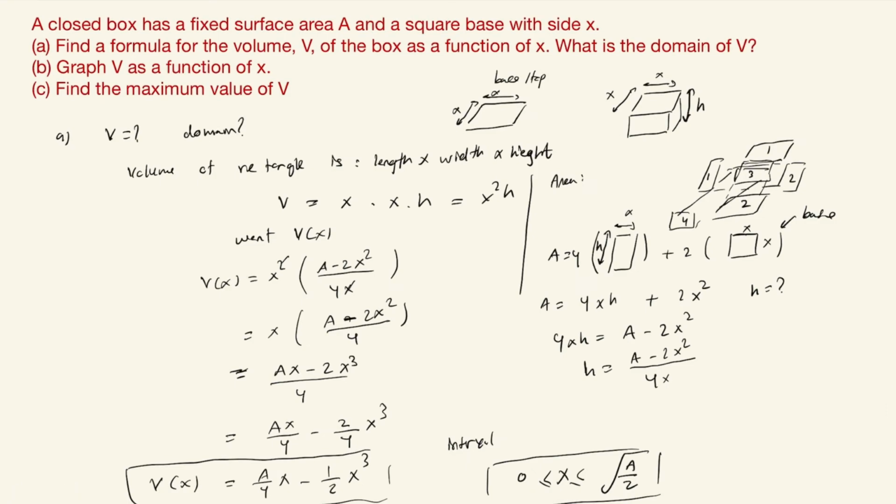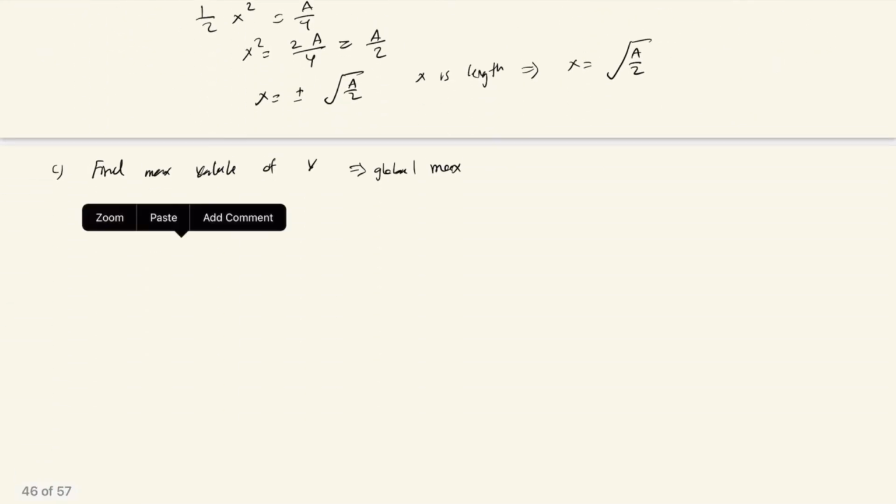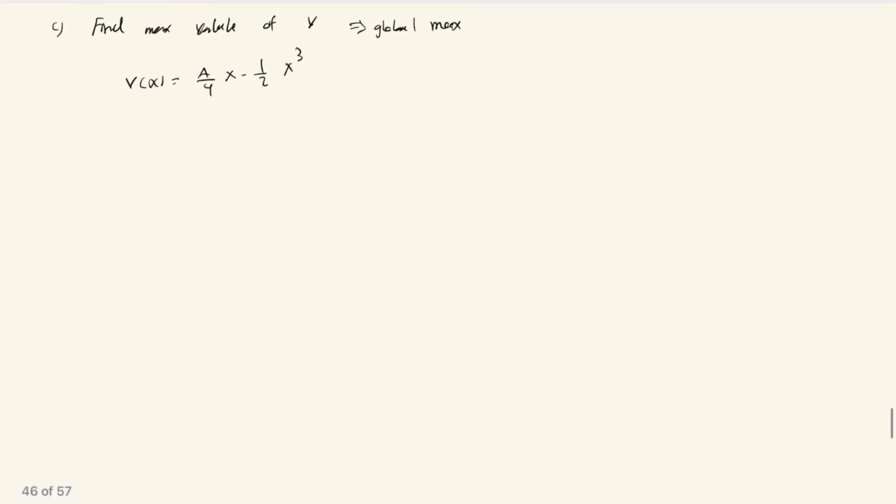Now C, find the maximum value of v. Since here we want to find the maximum value, this means we want to find a global maximum. So to find a global maximum, first I'm gonna copy the function v of x, and then I'm gonna find a critical point of that function, and then evaluate our critical point and endpoints, and then decide what's the global maximum for the function.